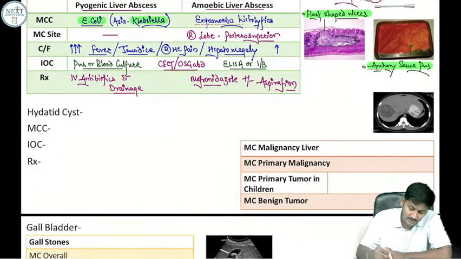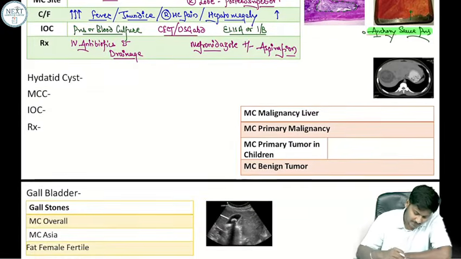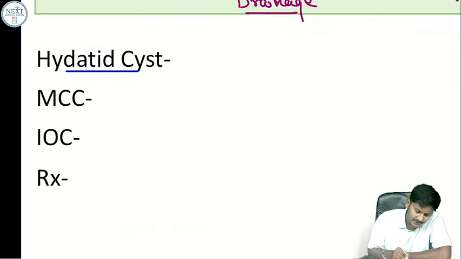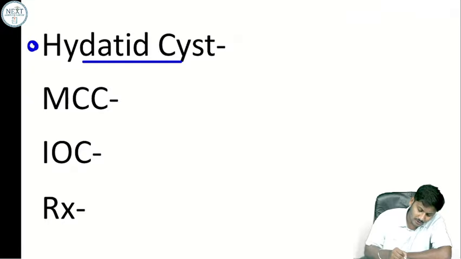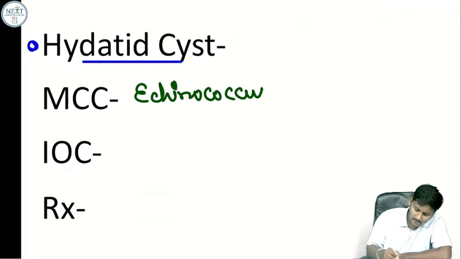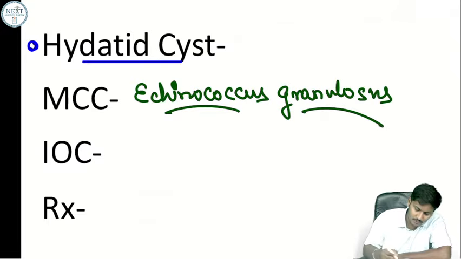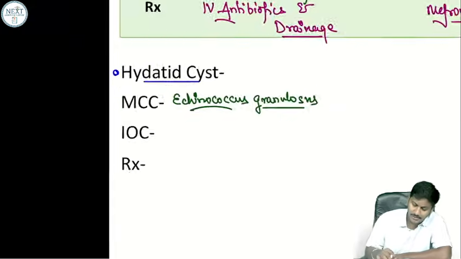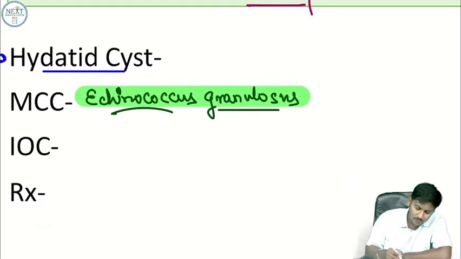Another infection of the liver is nothing else but hydatid cyst. It is an infection caused by a dog tapeworm. And what is that dog tapeworm? We know that the dog tapeworm which causes this infection is Echinococcus granulosus. Do remember, the most common site affected is definitely the liver, but apart from the liver, lungs or other organs are also affected. That is important to be remembered. Liver followed by lungs are the commonest organs affected.